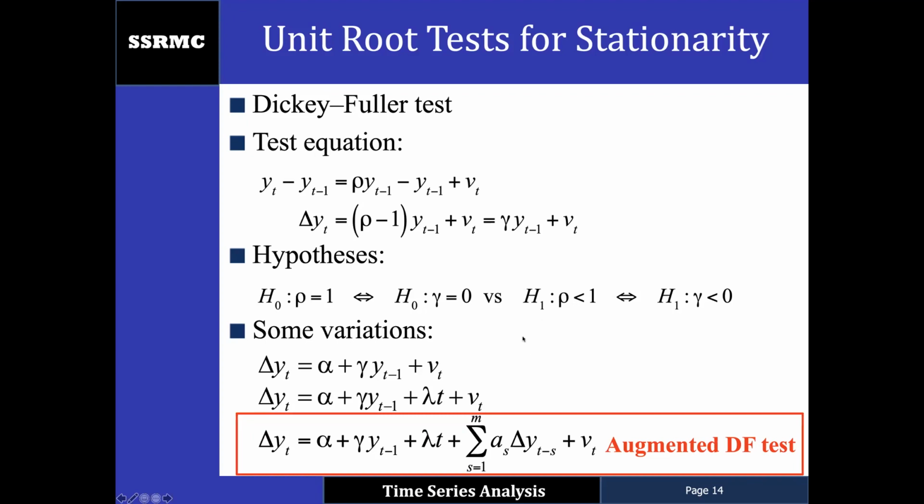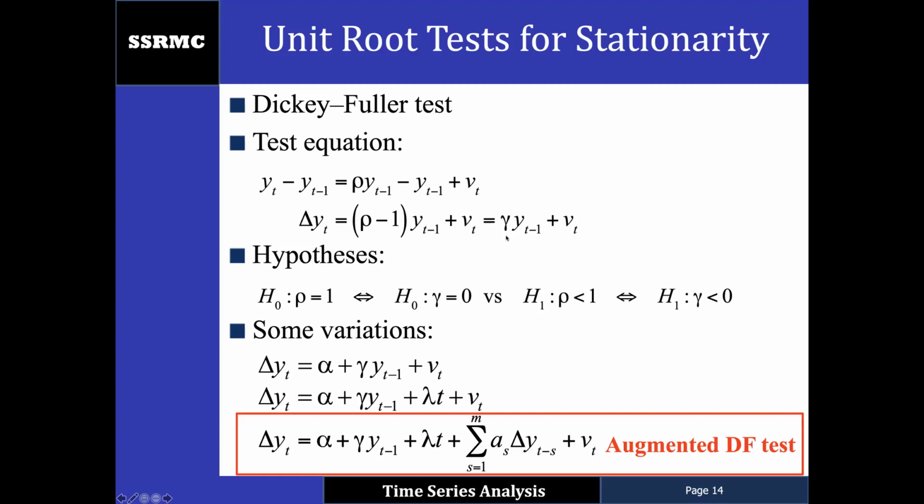So starting from this slide, I'm going to give you the details of the Dickey-Fuller test. The test equation is as follows. Instead of testing whether rho equals 1 directly, we make some transformation. We subtract yt minus 1 on both sides of this equation. So on the left-hand side, you have the first difference of yt. On the right-hand side, you have rho minus 1 as the coefficient of yt minus 1. So we rewrite it as gamma. Then we will test whether gamma equals 0 or not.